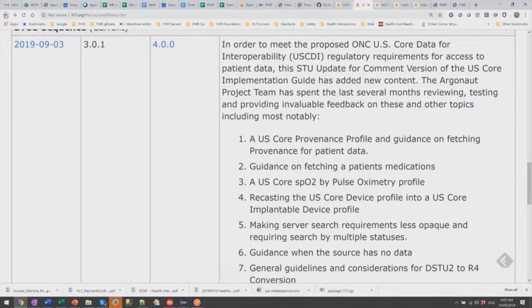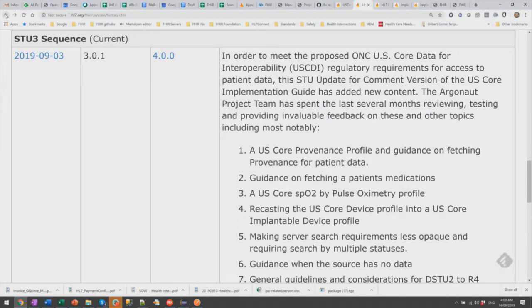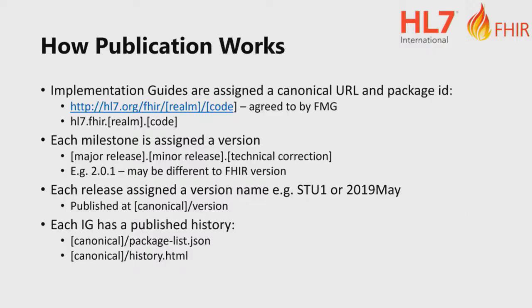So for instance, when we published release 301 of the US Core IG, it came with these change notes. So this is what's changed in the implementation guide. All right, any questions about that? Yeah. Sorry?